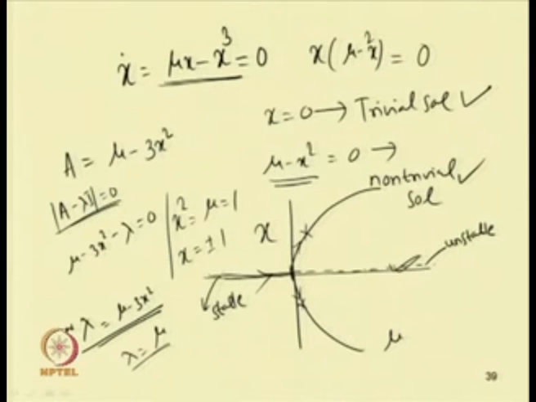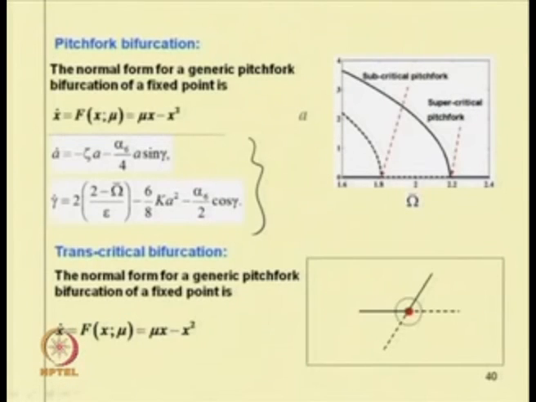So, this is a supercritical pitchfork bifurcation point. In the case of a supercritical pitchfork bifurcation point, from a stable branch we have another stable branch and an unstable trivial branch. This is known as a forward bifurcation point. We can have a backward bifurcation point also, corresponding to this.